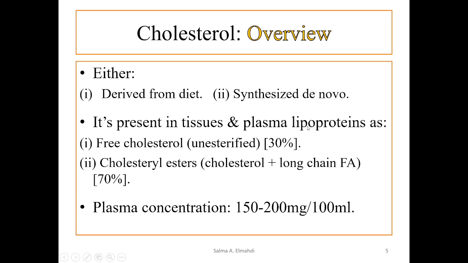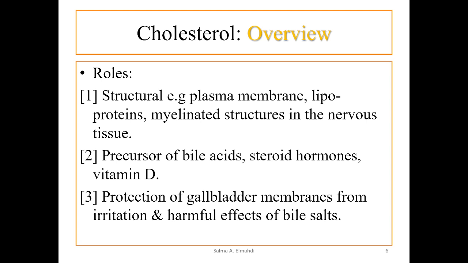Cholesterol is present in tissues and plasma lipoproteins either as free cholesterol. When we say free cholesterol, we mean that it is unesterified, and this accounts for around a third of the total concentration, that is 30%. The rest, the 70%, is present as cholesterol esters, meaning that the cholesterol is conjugated with or linked to a long-chain fatty acid. Plasma concentration of cholesterol is 150 to 200 milligram per 100 ml, or per deciliter. More than 200 is considered hypercholesterolemia, which has serious risks we are going to discuss later on.